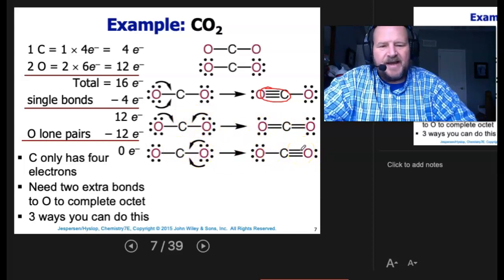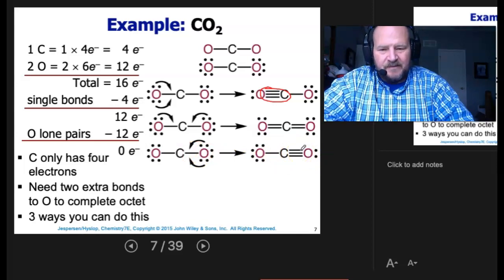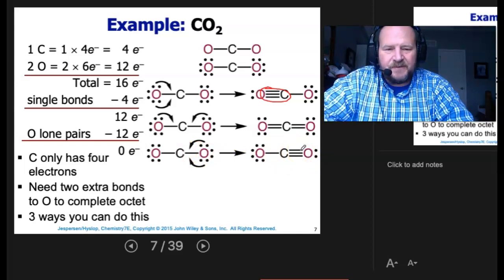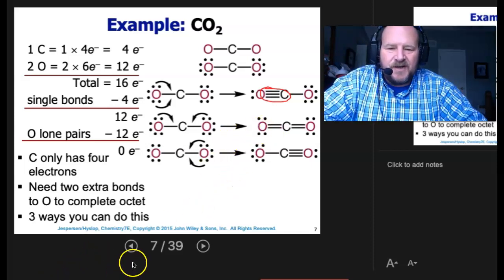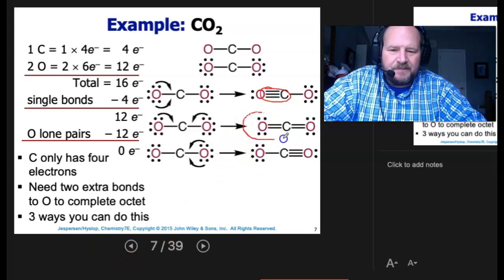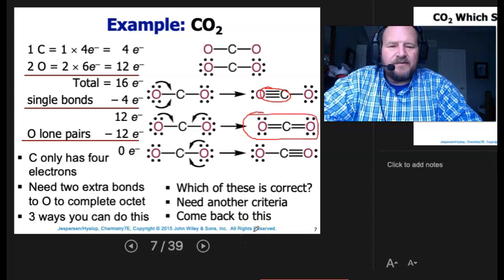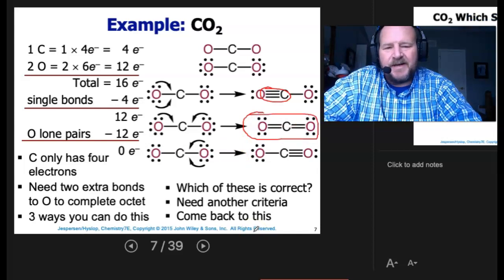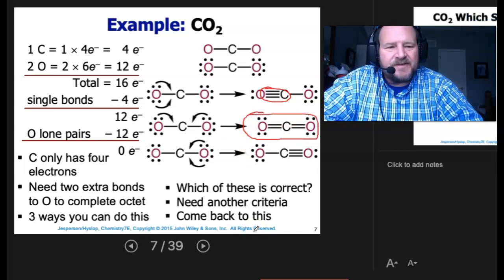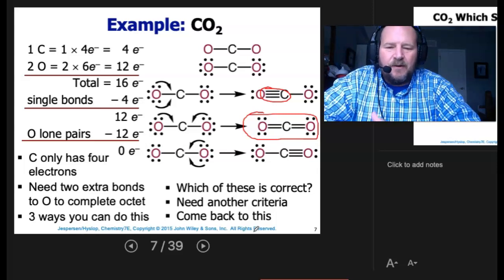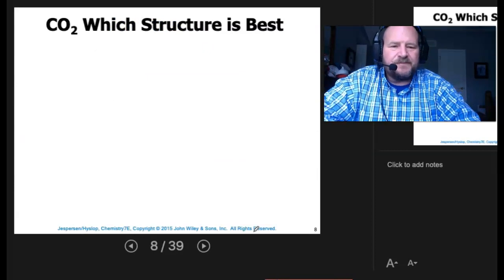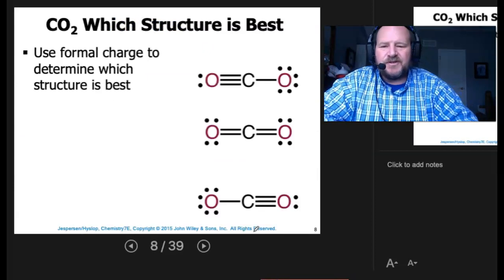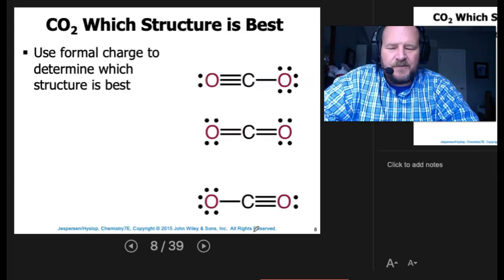Now remember, I kind of let the cat out of the bag with this, because if you think about it, in the last segment, I said nature always prefers symmetry. So if nature always prefers symmetry, then that kind of gives you an idea that this one's going to be best. But there's got to be a better way. We can't just say, oh, well, nature prefers symmetry and that's the answer. There's got to be some way we can figure that out. And of course, what we just saw was formal charges. So which structure is the best? I don't know. Let's take a look at the formal charge.